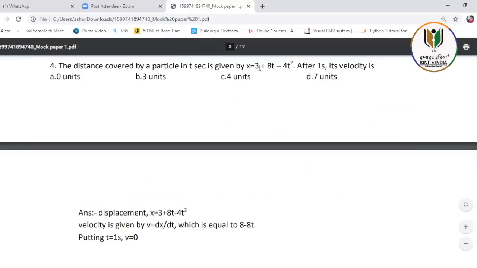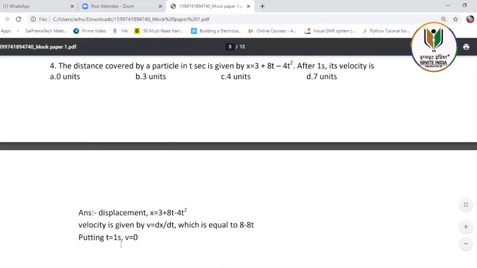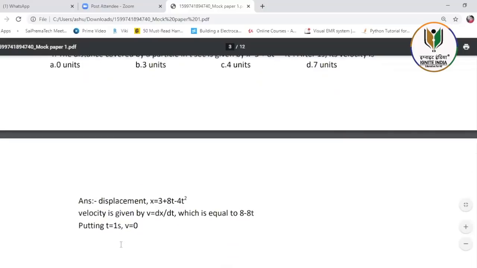Okay, what is the formula for velocity? If you differentiate distance, you'll get velocity. Okay, when I differentiate x, you'll get v is equal to dx by dt, which is equal to, constant goes, 8t will become 8 and minus 4t square will become 8t. Okay, and they have given the time, which is 1 second. So if you put t is equal to 1 second in this formula, you'll get v is equal to 0. Okay, after 1 second, velocity is 0 units.